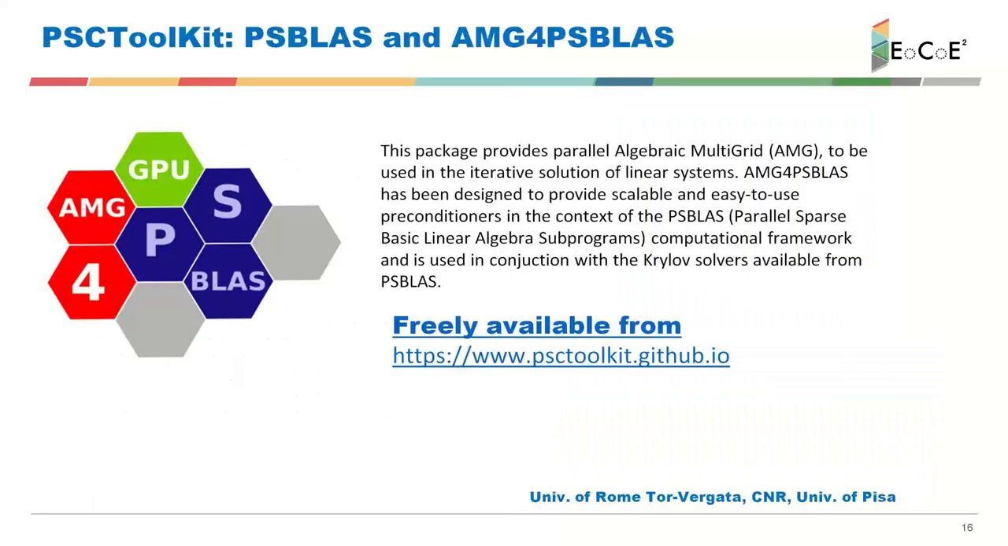Then the last one, for example, one of the libraries that are developed in the consortium is the PSCToolkit, that is PSBLAS and AMG4PSBLAS package. This package provides parallel algebraic multigrid for iterative solution of linear systems. It can be used on several machines, hybrid or not hybrid, heterogeneous or not heterogeneous platforms, GPU included. And this is freely available, and you can have more information on this website. It is developed by the collaboration of Roma Tor Vergata, CNR, and University of Pisa.